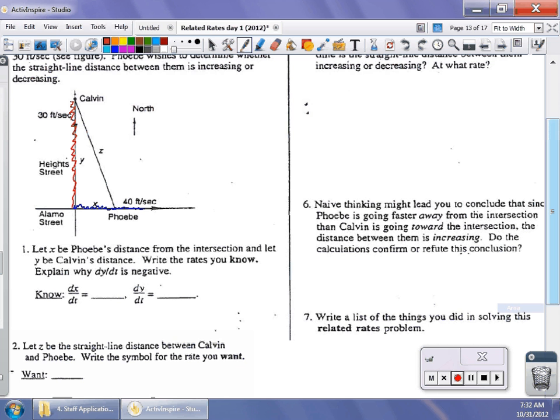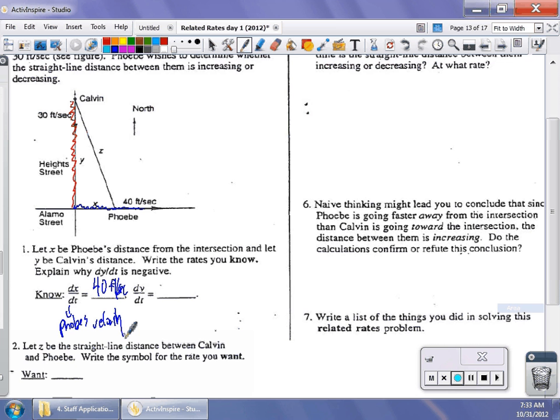All right, so dx/dt, I'm going to use blue. We're going to use blue to represent Phoebe's distance and Phoebe's velocity and anything to do with Phoebe. So her rate of change, or her velocity, is 40 feet per second. Now again, dx/dt indicates Phoebe's velocity.